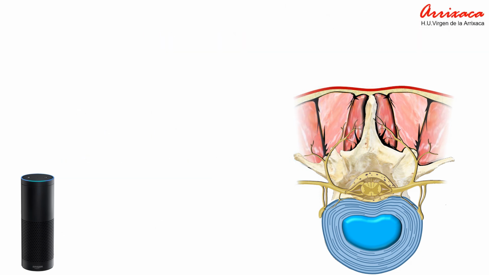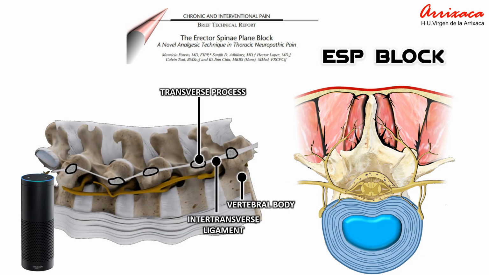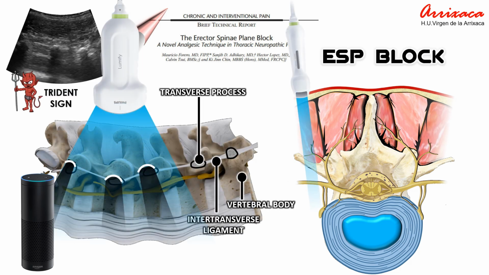In 2016, Mauricio Forero described the ESP block. Although this procedure was described for chronic treatment in chest pathology, currently there are numerous papers that have described and studied its results in spine surgery. It consists of injection of local anesthetic over the transverse process and below the erector spinae muscle. One of the characteristics of this block is that it seems to block several dorsal nerves through a single puncture. The main controversy would be the diffusion of part of this volume towards the paravertebral space, and therefore the ventral ramus.